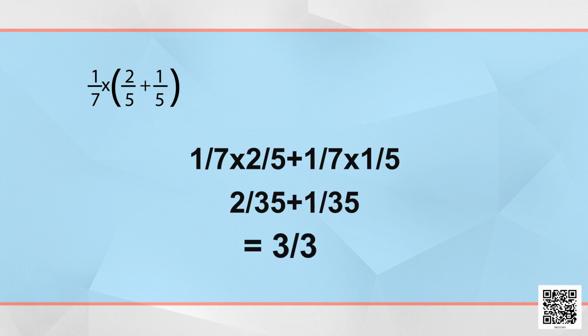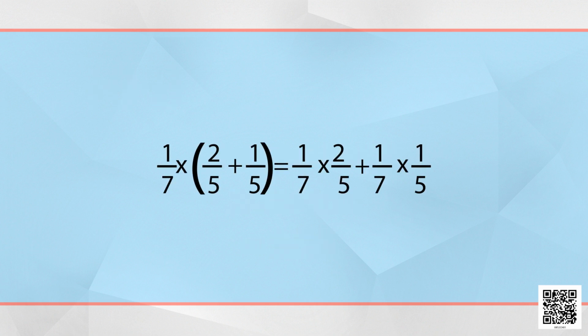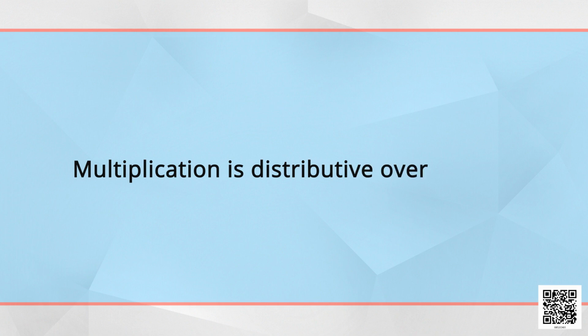That is 3 upon 35. Children, answer is same. So we can say that 1 upon 7 into bracket 2 upon 5 plus 1 upon 5 bracket closed is equal to 1 upon 7 into 2 upon 5 plus 1 upon 7 into 1 upon 5. You can check this again by taking different sets of rational numbers. Hence we can conclude that multiplication is distributive over addition.